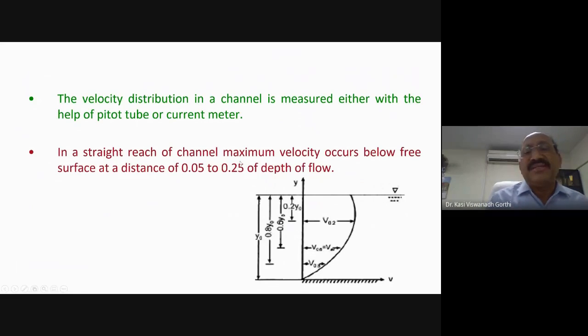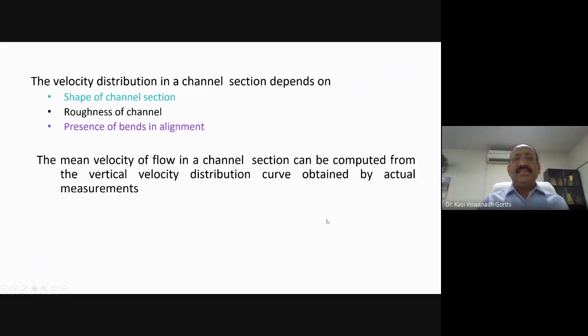In a straight reach of a channel, the maximum velocity occurs below the free surface at a distance of 0.05 to 0.25 of the depth of flow. If y is the depth of flow, the maximum velocity occurs at about 0.05 y to 0.25 y below the free surface. So from the free surface, about 0.05 to 0.25 of the depth, the velocity becomes maximum.